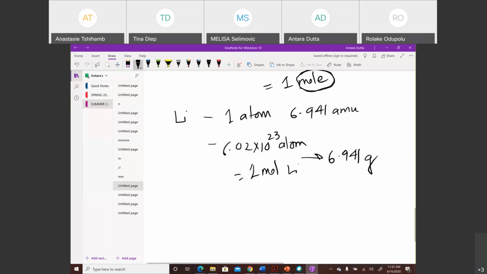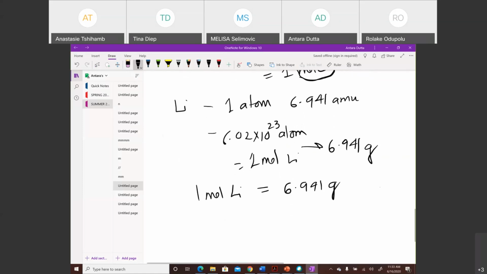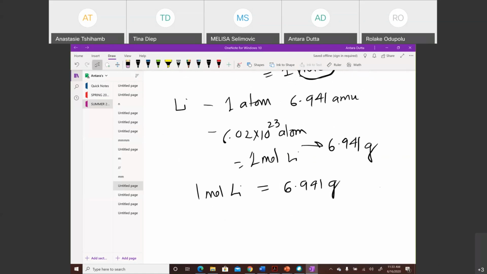Okay, so what do you understand? We understand that 1 mole of lithium is equal to 6.941 grams, right? If you take 1 mole of lithium atoms and weigh it on the balance, it should weigh 6.94 grams. So 1 mole of lithium means how many lithium atoms? That means a very large number of atoms, equal to 6.02 times 10 to the 23rd.